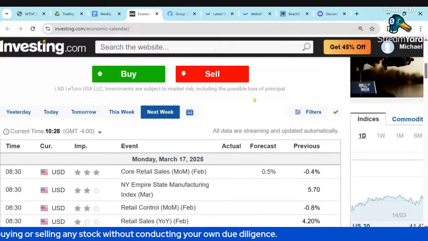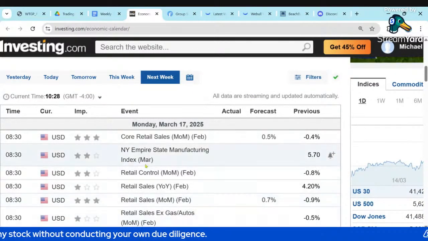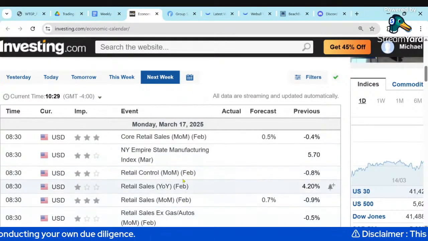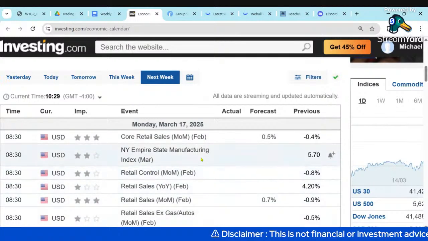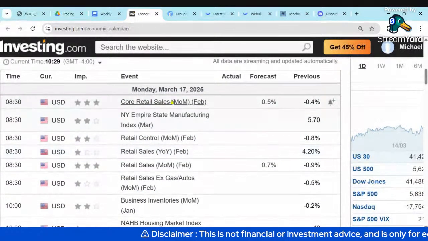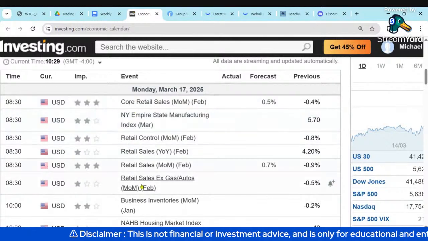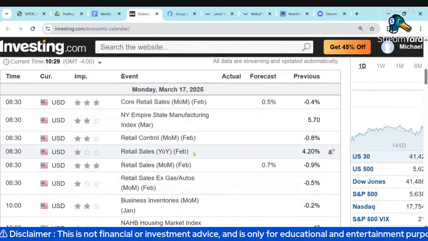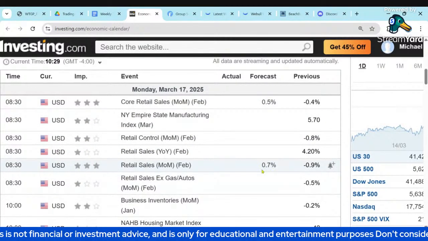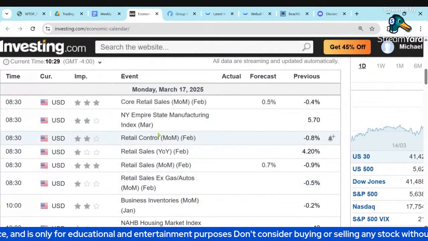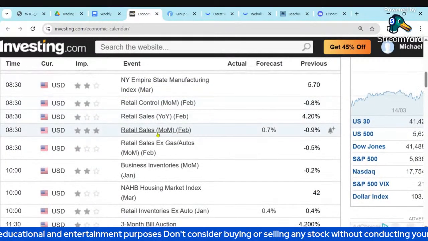Got the data for next week. So Monday we've got retail sales. That'll be somewhat interesting. See if that has any impact on the market. We've seen some deterioration in retail in general. So we'll see if the retail sales is down for February. It's expected to be positive. Previously it was negative. So again, could be very negative for the retail sector.